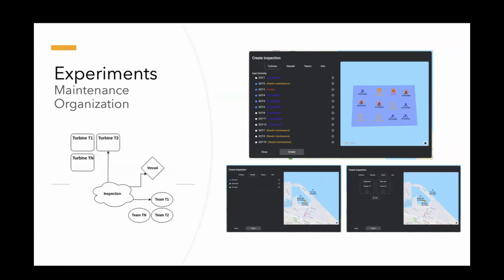The second experiment was maintenance organization. As you can see on the scheme, maintenance or inspection includes turbines that should be checked, ships or vessels that send workers to turbines, and teams that perform maintenance. Each turbine has a status field based on which the operator decides whether it should be included. The operator selects turbines, vessels, and forms engineering teams. They will carry out several experiments on maintenance organization.